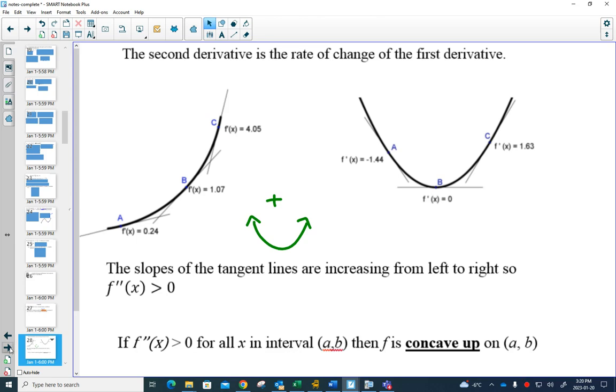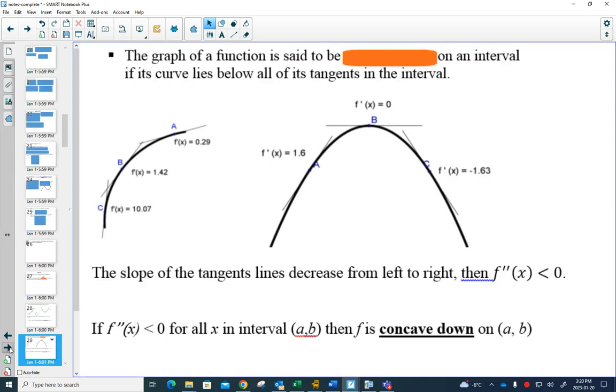Oh, we're going to end on a negative. Shoot. Could have done a little bit better planning here. Concave down.